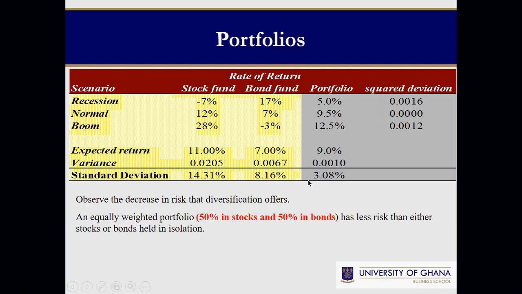As I was saying, at the end of it, our risk is now 3.08% and our return is now 9%. We can see that our return is higher than the risk. Prior to this, all the returns were lower than the risk. For stocks, the return was 11% and the risk was 14%. For bonds, the return was 7% and the risk was 8%. But now the return is 9% and the risk is only 3%. It means that if you are investing 100 cedis and you lose like 3 cedis, when you win, you are winning like 9 cedis or so. You get it? That's what it means here.